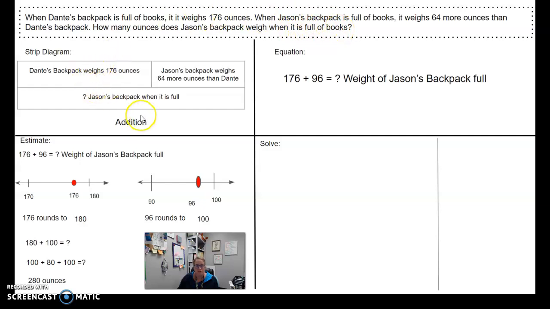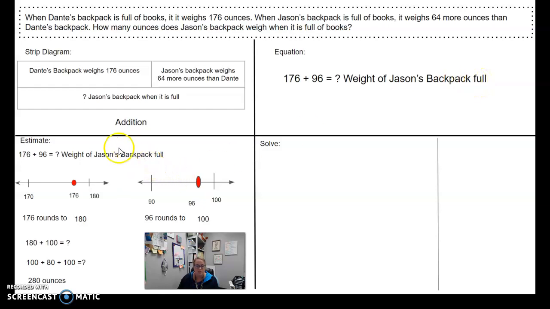So I have my strip diagram, and we were able to say that Dante's backpack is 176 ounces. We know Jason's backpack weighs 64 more ounces than Dante's, and we're trying to figure out how much Jason's backpack weighs when it's full. We've already decided that it was an addition problem, and our equation was 176 plus 96 equals the question mark, which is the weight of Jason's backpack when it's full.